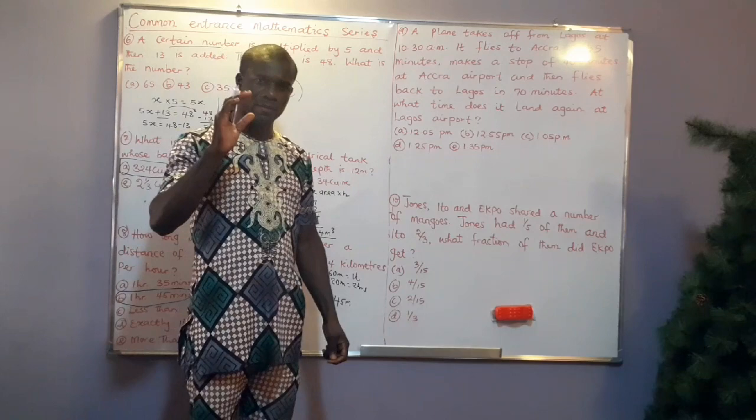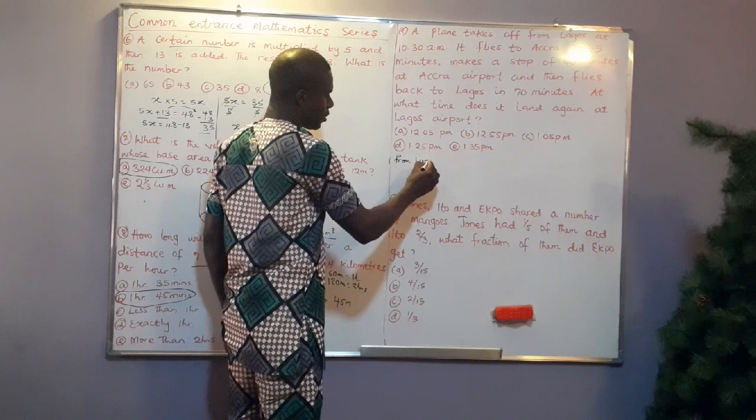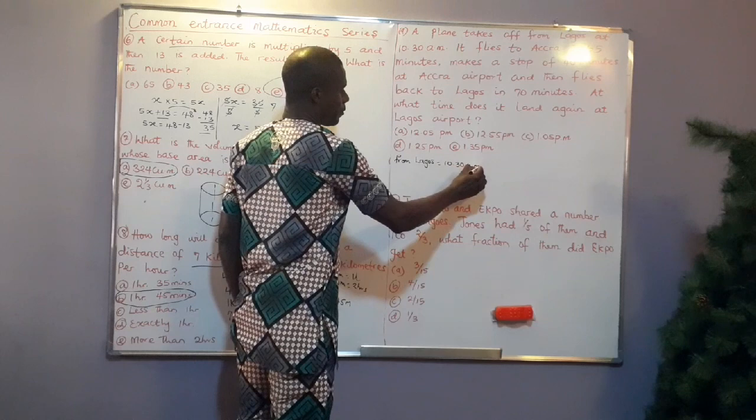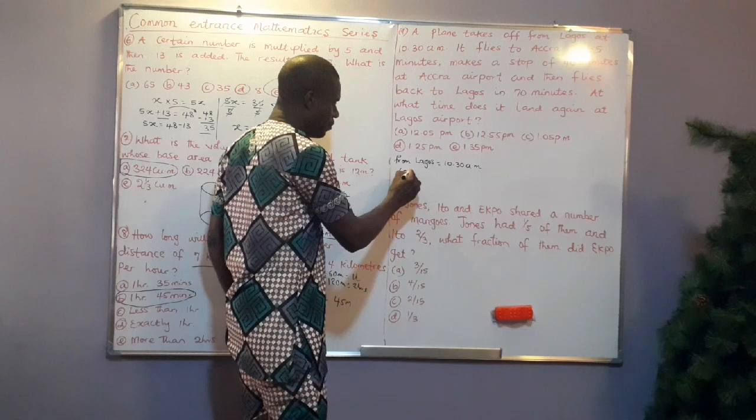Let's break this down. A plane takes off from Lagos at what time? Okay, let's say from Lagos at 10:30 a.m. Right? Now, this plane flies to Accra in 65 minutes. That means from Lagos to Accra took the plane 65 minutes.